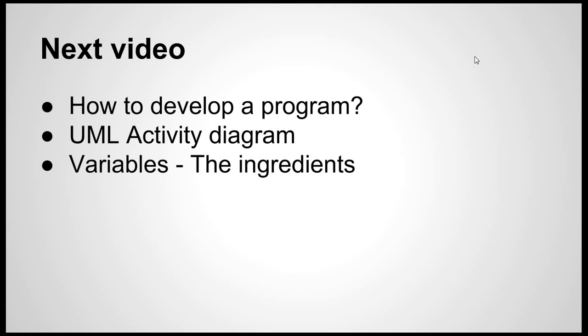We'll cover how to develop a program, and to develop a program, we'll tell you about the UML activity diagram. Then I'll introduce you to variables, which basically are the ingredients for our recipe program, kind of. You can read about this in advance, and you can try things with the program. There are some links I put in the description below about the UML activity diagram and about the Java tutorial, in which you can find the variables topic.